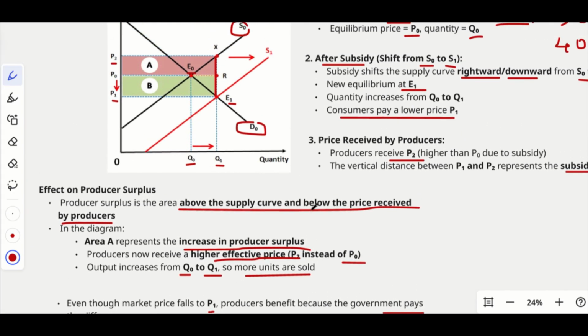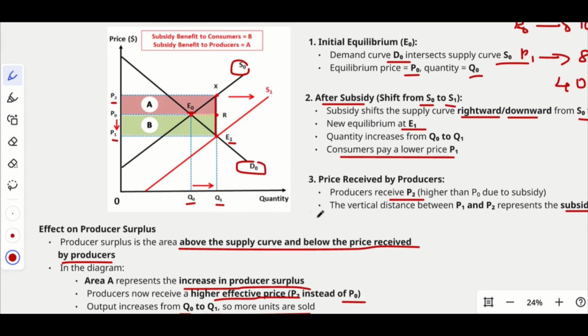Basically, to make sure that everybody who needs the product receives it at a lesser price, the government pays some difference to the producers, which makes their price more than the initial equilibrium price, so that both the consumers and producers benefit. So this is how the subsidy works. It is very easy to explain with the help of a graph.